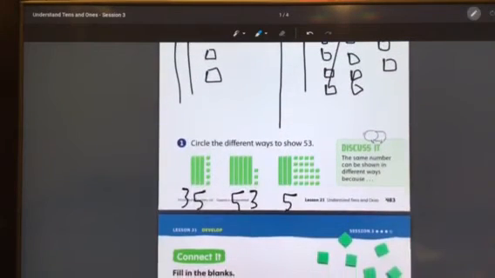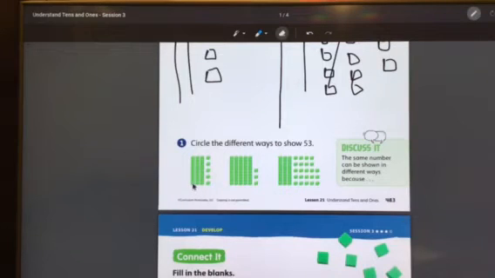Moving on to number 21. What we're going to do here is we're going to circle the different ways to show 53. Notice the clue word in the sentence, ways. Ways has a plural S at the end of it. That means there's going to be more than one to circle. So what you're going to want to do is count each of these to see how many they have. And then you're going to circle which one shows 53.